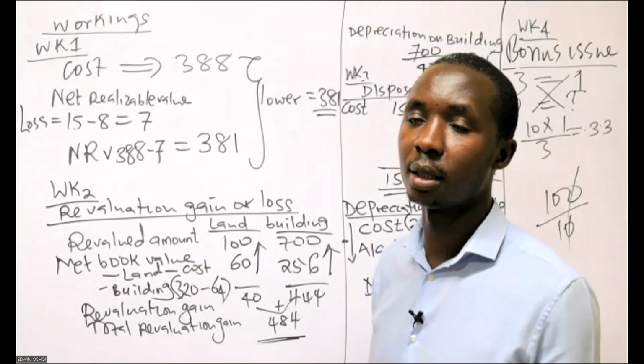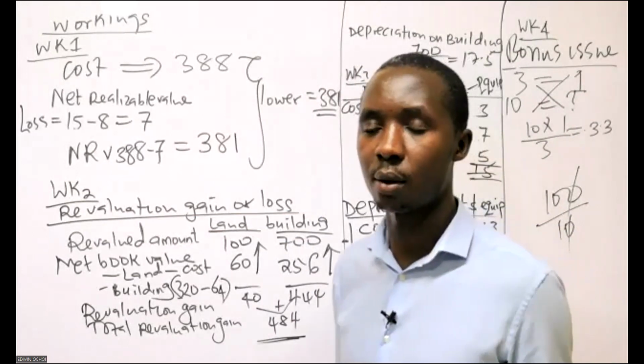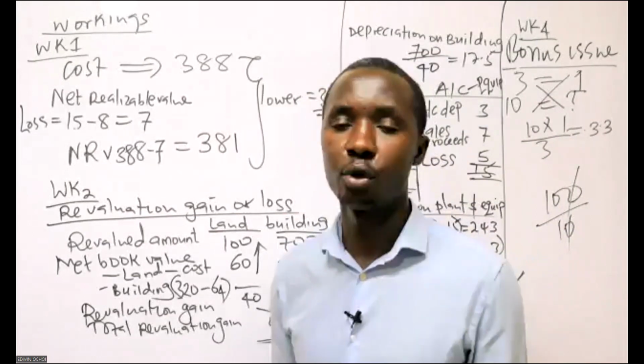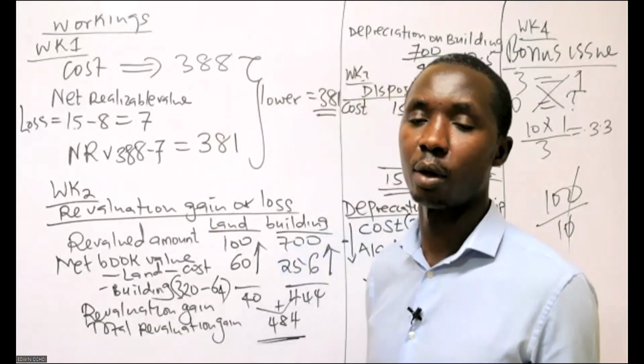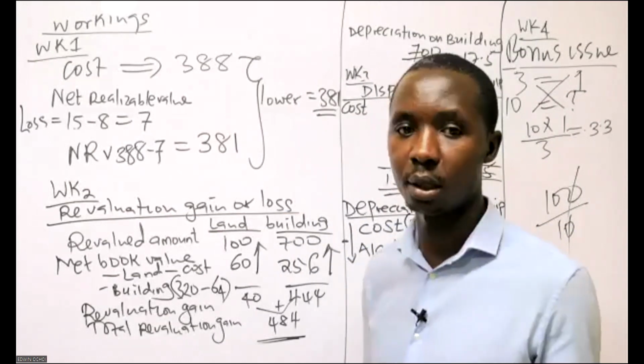Kampuni ilikuwa imeissue shares ngapi? Ili ujue shares kampuni zenye imeissue, unaenda kwa capital account. The capital account is 100. Per share they were issuing at 10. So to get the number of shares, you take 100 divided by 10, you get 10.